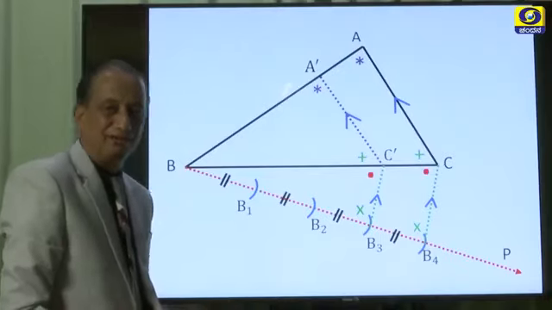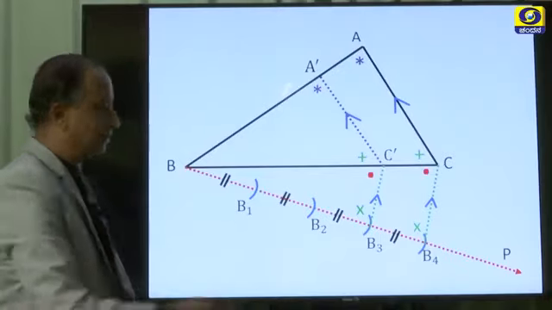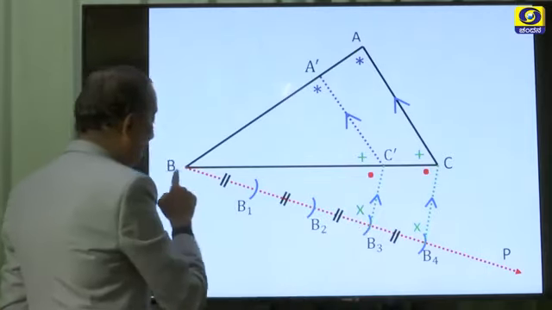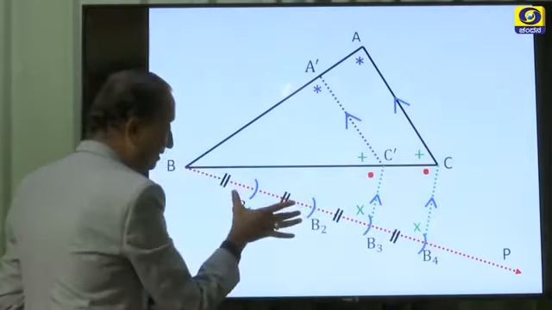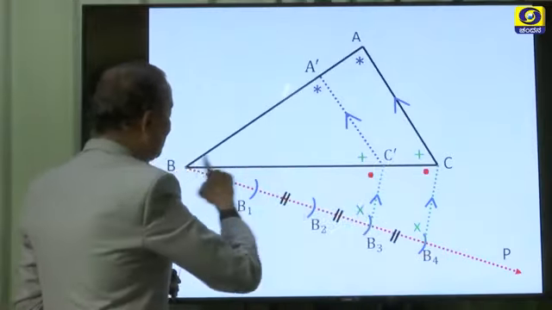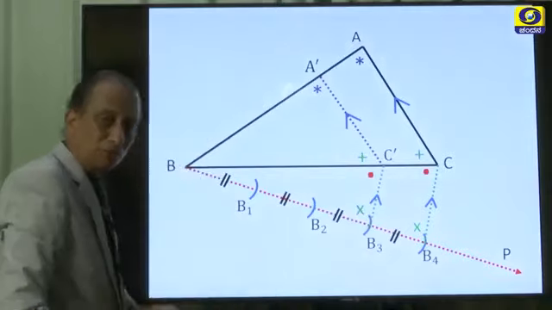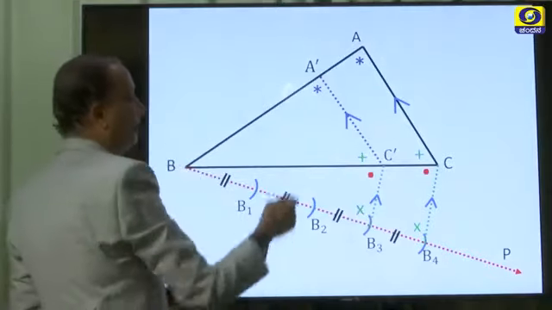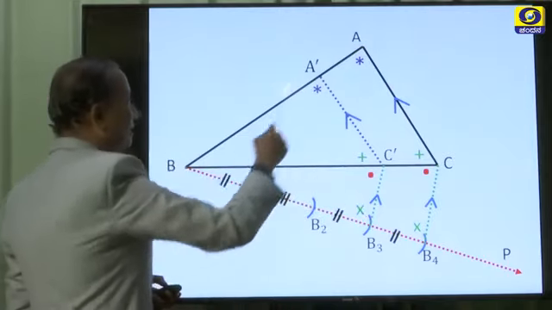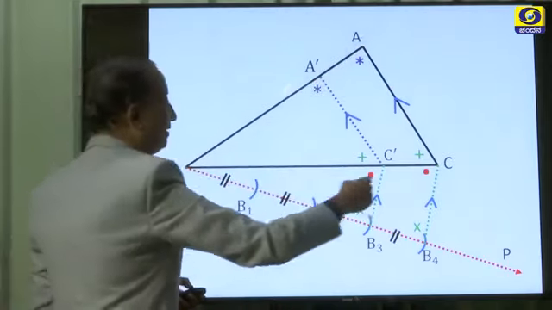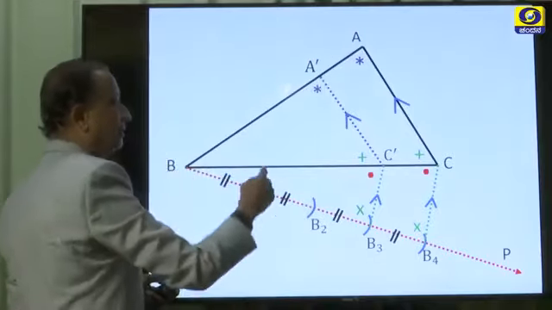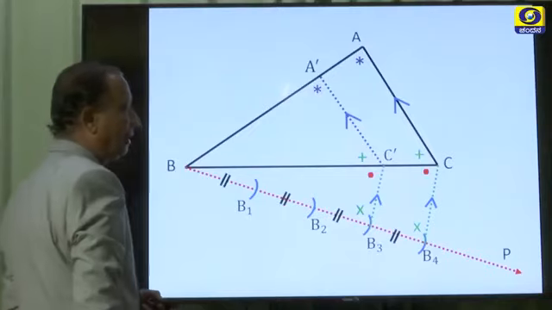The moment they are equiangular, they become similar. So this is one pair of similar triangles. And what about BB3 to BB4? It is 3 is to 4. Therefore, BC dash to BC should also be 3 is to 4. Now here triangle A dash BC dash is equiangular to triangle ABC because of corresponding angles. So these two are similar triangles.